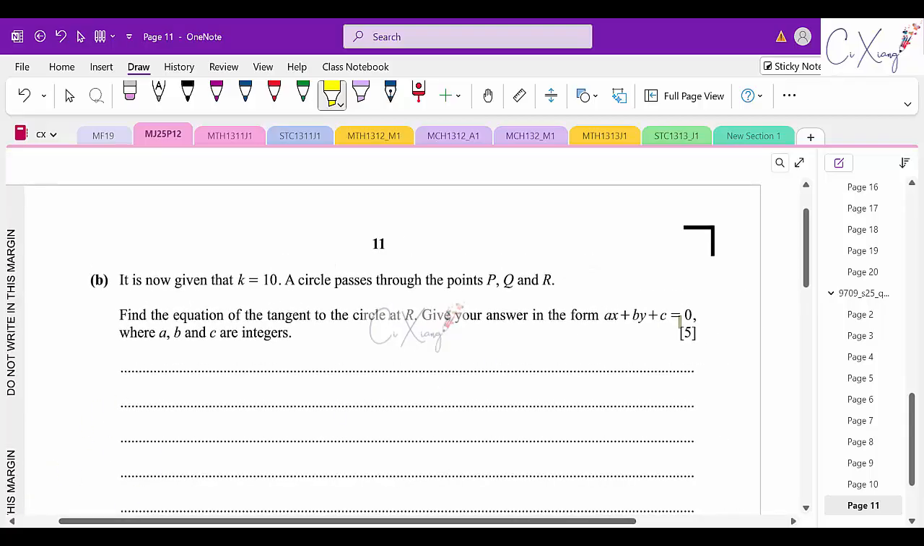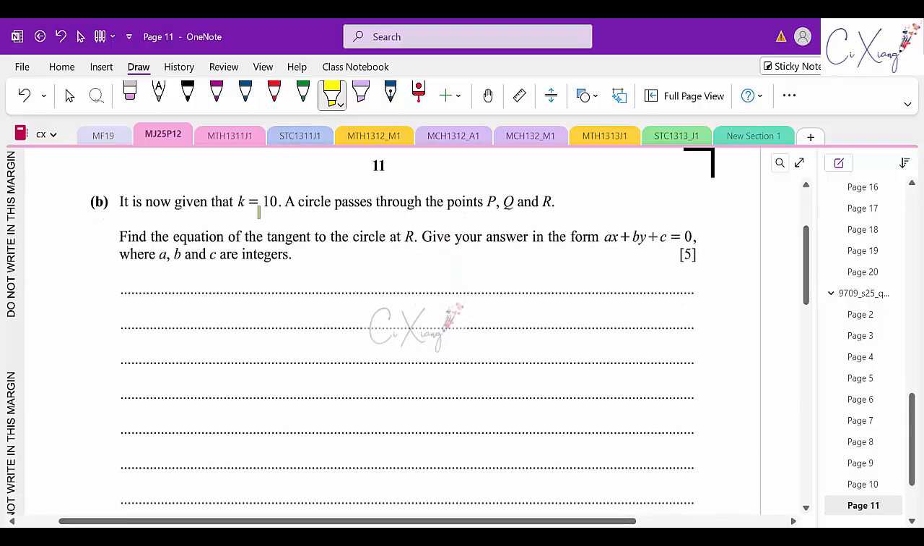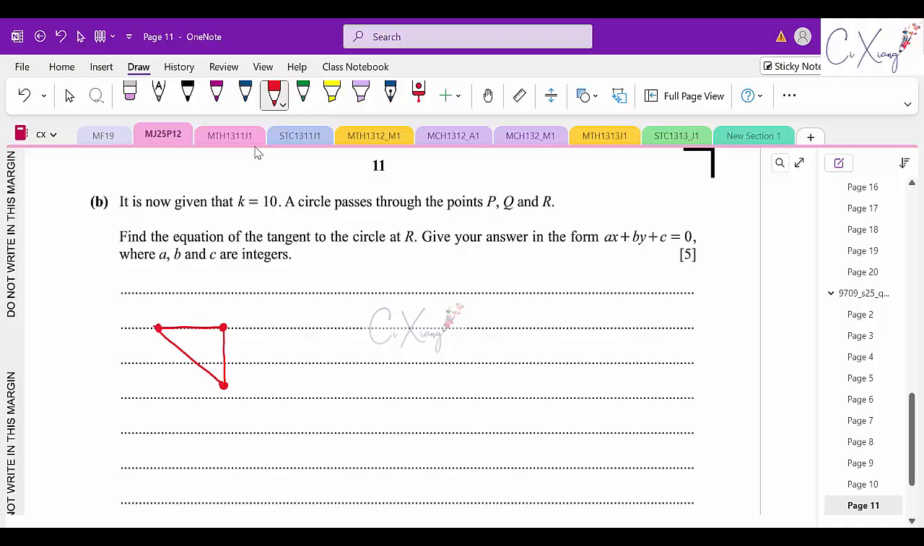For question number 9b, now they say that I'm using k equals to 10. Then there's a circle that passes through the points P, Q, and R. If you try to imagine what we have just now, this is our triangle P, Q, and R, right? So there's a circle that passes through the points P, Q, and R. So that means the circle is something like this. My diagram might not be so nice, but please try to imagine that this is a circle, okay? It might look something like this.